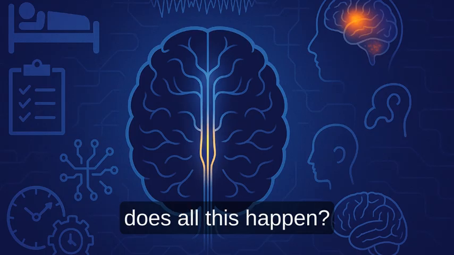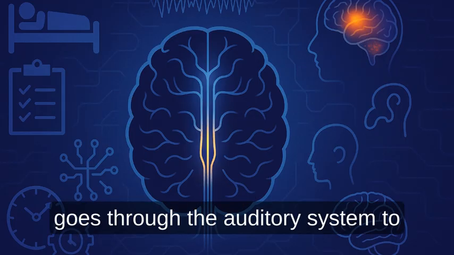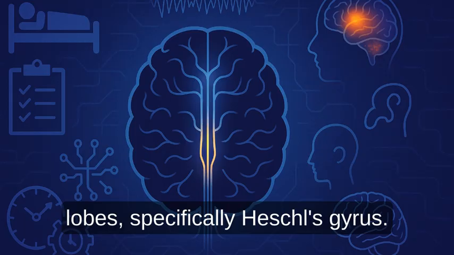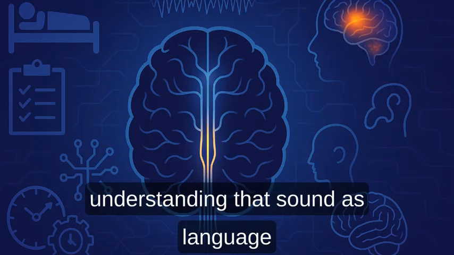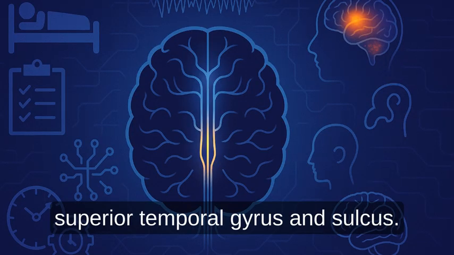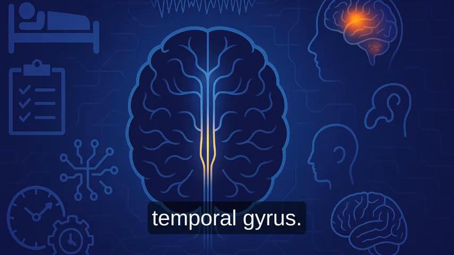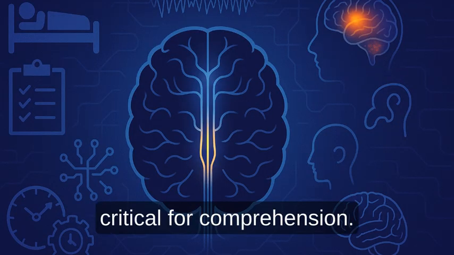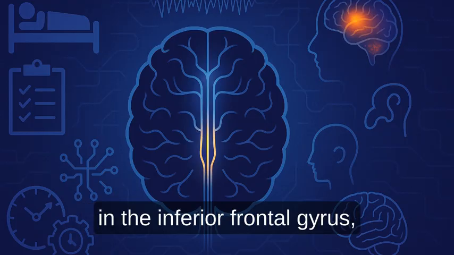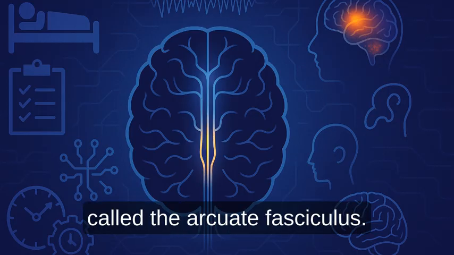So where in the brain does all this happen? What's the basic neuroanatomy? Well, when you hear speech, the sound goes through the auditory system to the auditory cortex in both temporal lobes, specifically Heschl's gyrus. Right. But the heavy lifting for understanding that sound as language happens mostly in the left superior temporal gyrus and sulcus. And that includes Wernicke's area. Exactly. The back part of the superior temporal gyrus, that's Wernicke's area, critical for comprehension. Then for producing language, you've got Broca's area, down in the inferior frontal gyrus, also typically on the left. And they talk to each other. They do, through a big fiber bundle called the arcuate fasciculus.